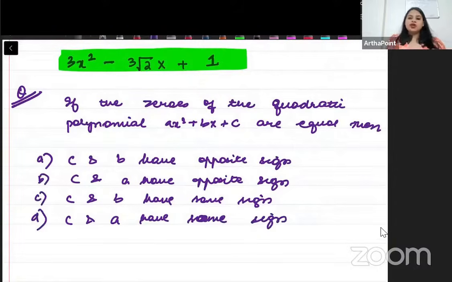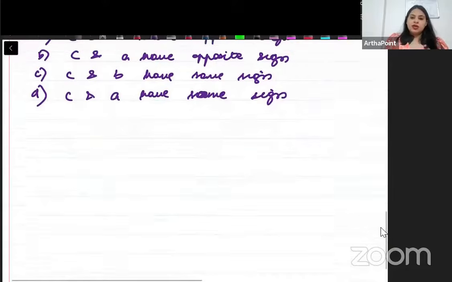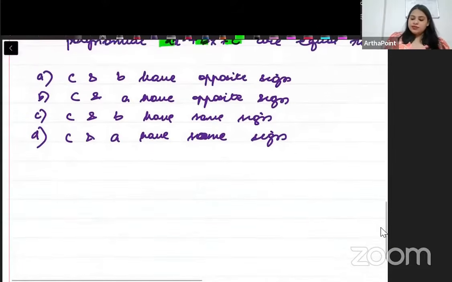Take a moment, try to do this question yourself. The question is asking: if the zeros of a quadratic polynomial are equal, then what should be the relationship between A, B, and C? Okay, try to do this with me.